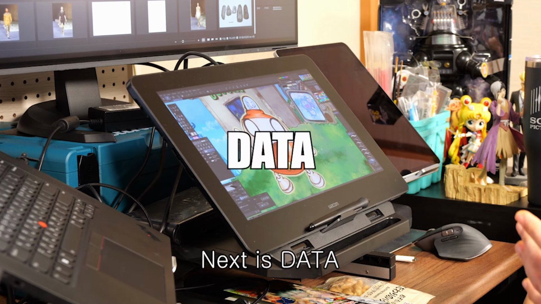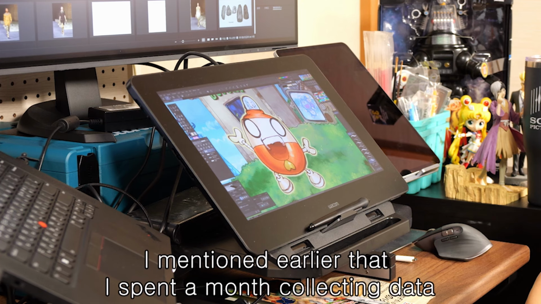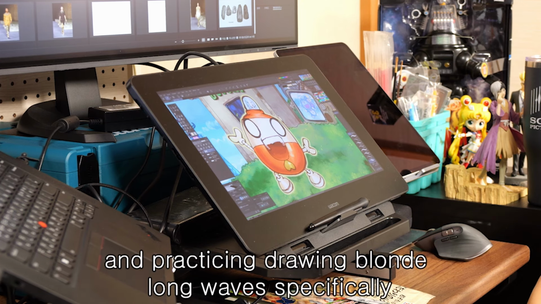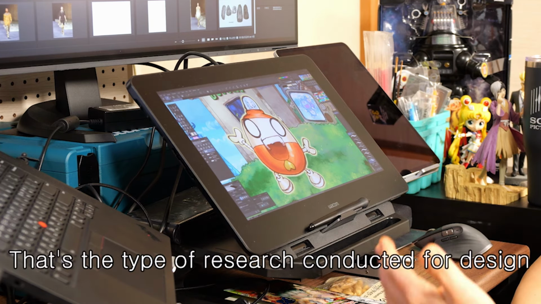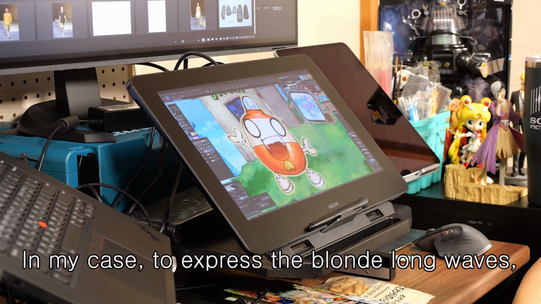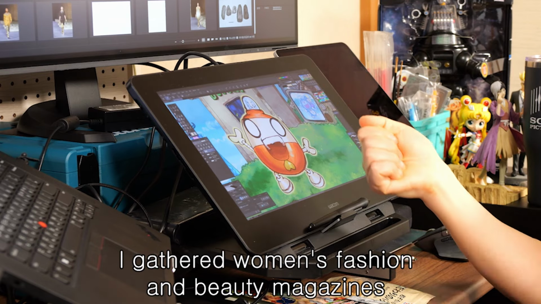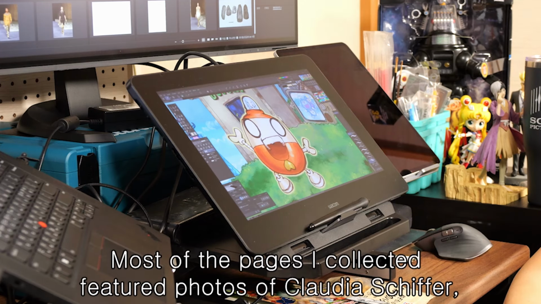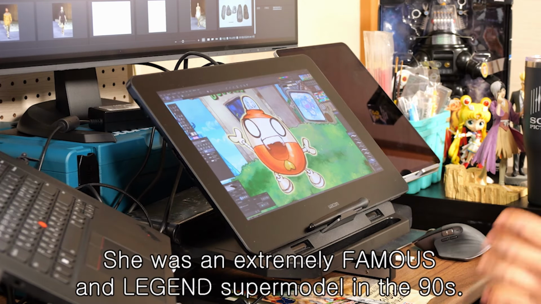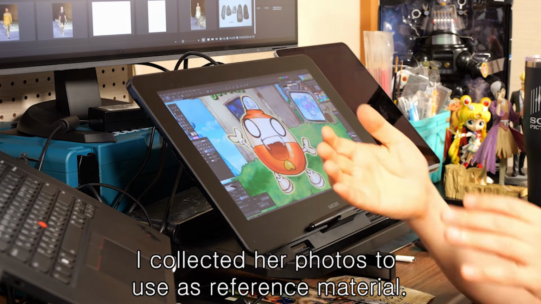Next is data. Data is extremely important for design. I mentioned earlier that I spent a month collecting data and practicing drawing blonde long waves specifically for my one-shot story. Love that universe, didn't I? That's the type of research conducted for design. In my case, to express the hair of the blonde long waves, I gathered women's fashion and beauty magazines and tore out pages. Most of the pages I collected featured photos of Claudia Schiffer. She was an extremely famous and legendary supermodel in the 90s. I collected her photos to use as reference material.